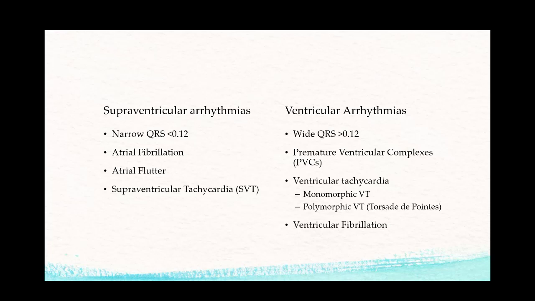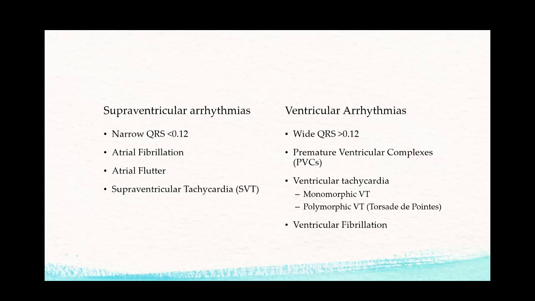So what's the difference in our supraventricular arrhythmias and our ventricular arrhythmias? Okay, our supraventricular arrhythmias are going to have a narrow QRS. They're going to have a QRS interval of less than 3 boxes. Whereas our ventricular arrhythmias are going to have a fat QRS. They're going to be wider than 0.12, more than 3 boxes.